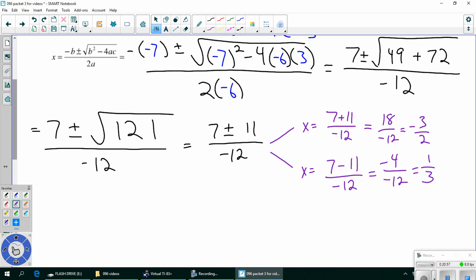So lots of practice with the quadratic formula. It could be intimidating in the beginning, but it's really not so bad with some practice.